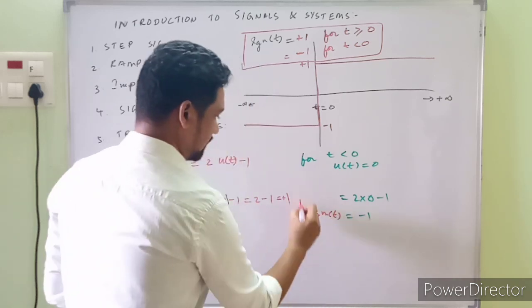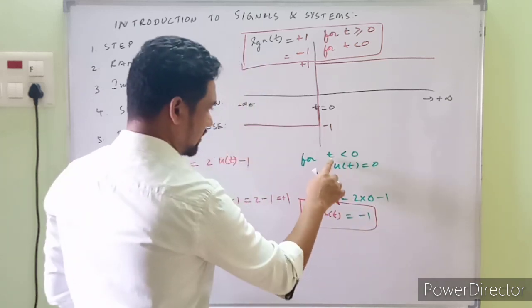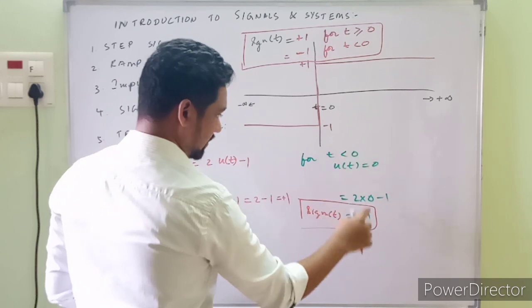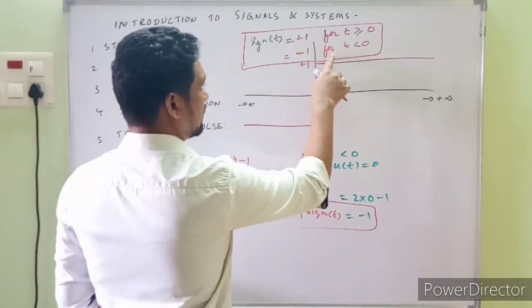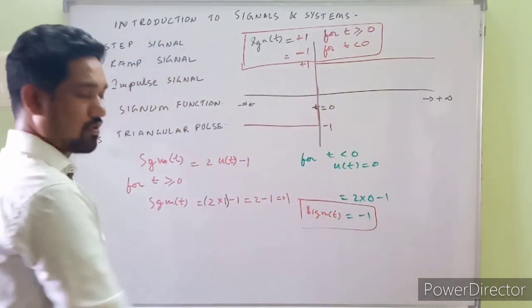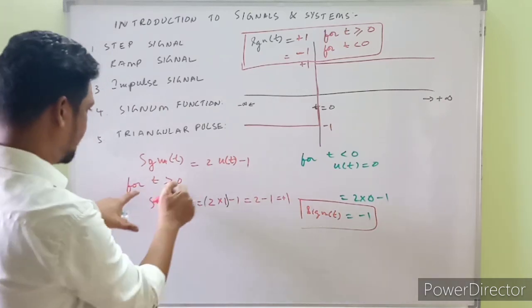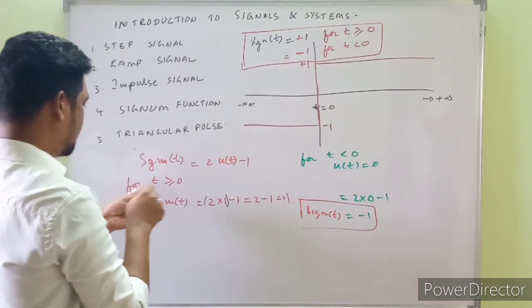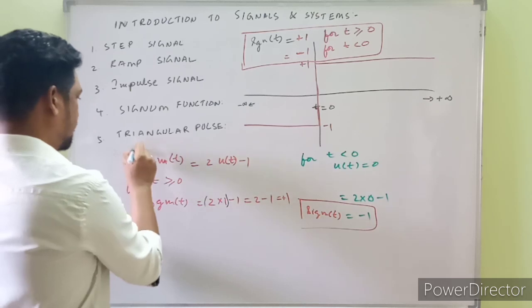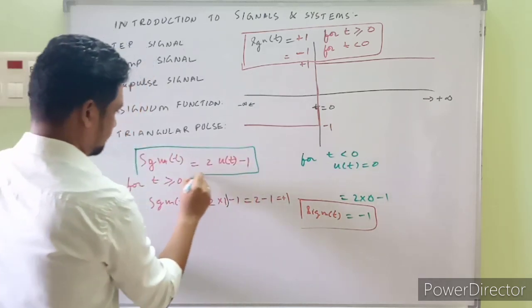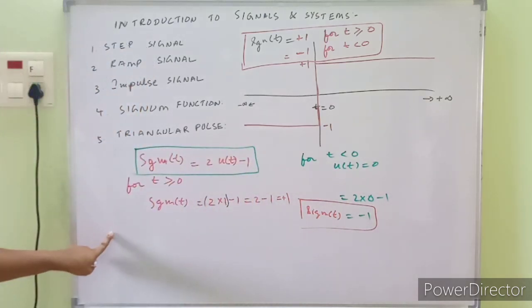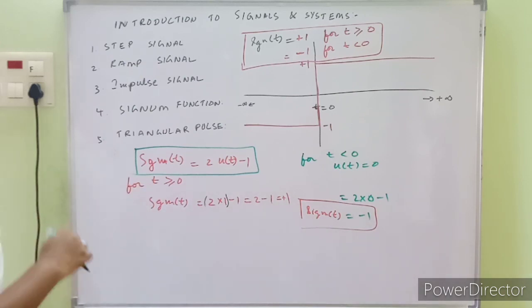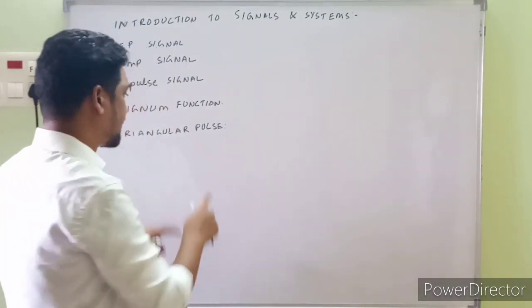Signum function. For t less than 0, it's -1. This is the proof. This is how a signum function is represented in terms of a unit step function. Very important representation. Note it down. Last but not least, a triangular pulse.